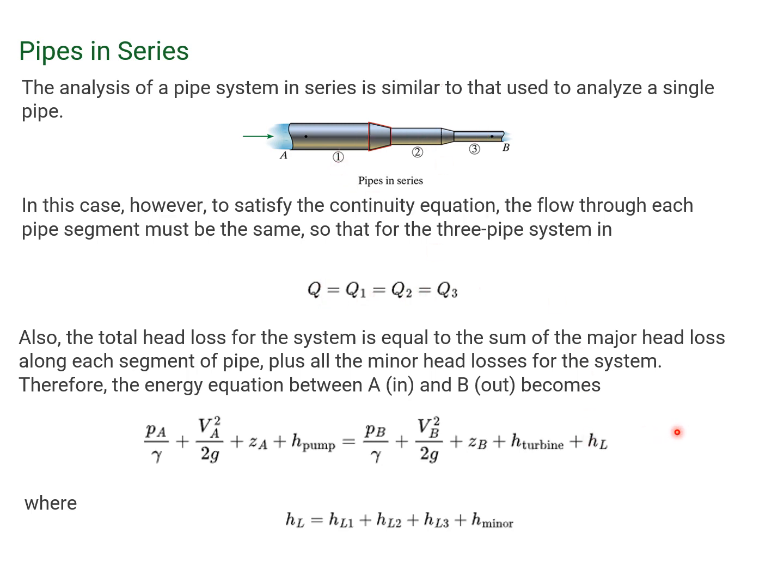Also, the total head loss for the system is just equal to the head loss of each segment, plus all the minor head losses. So the energy equation between, let's say, A and B in this situation just follows the same pattern as before, except here the head loss term is equal to the major head losses in each of the lengths of pipe, plus all the minor losses.